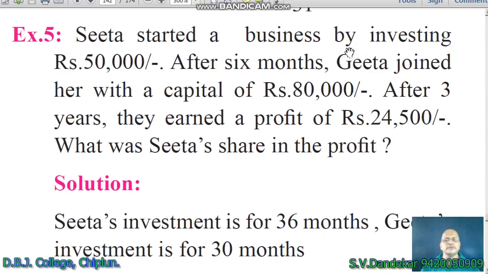Sita started a business by investing rupees 50,000. After 6 months, Geeta joined her with a capital of rupees 80,000. After 3 years, they earned a profit of rupees 24,500. What was Sita's share in the profit?